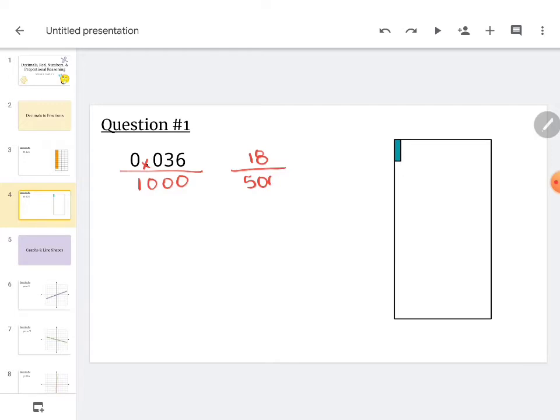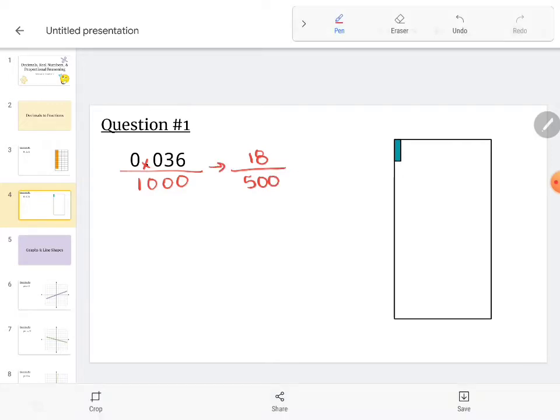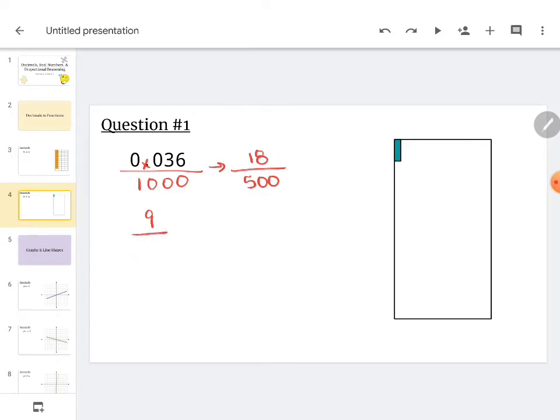Well, these are still 2 even numbers, so we can break it down even more. 18 divided by 2 is going to be 9, and 500 divided by 2 is going to be 250.